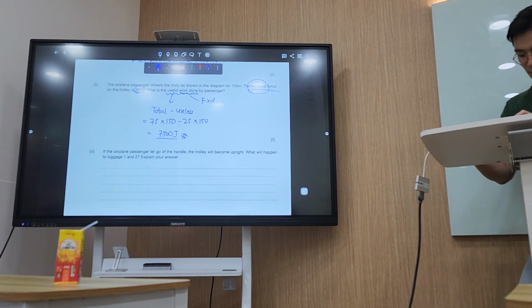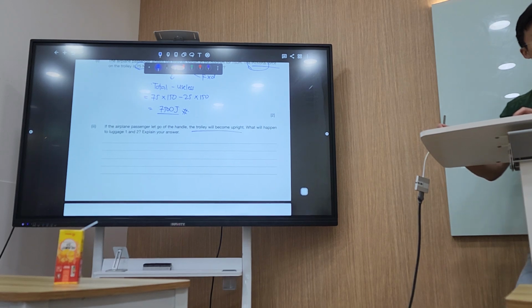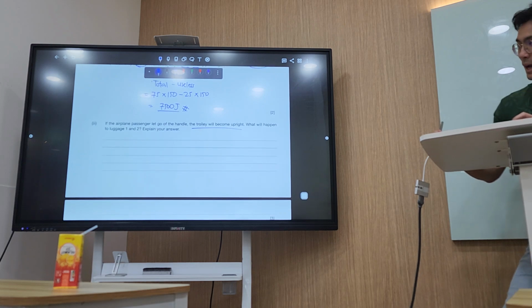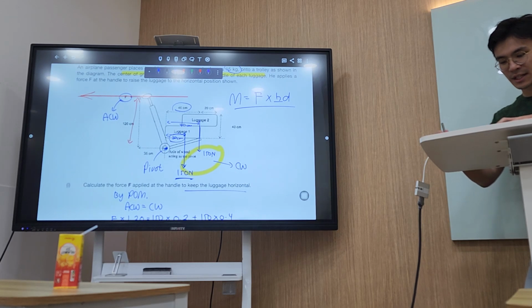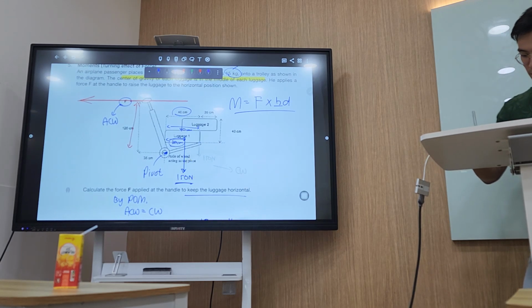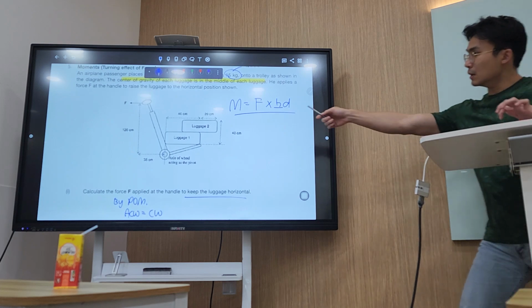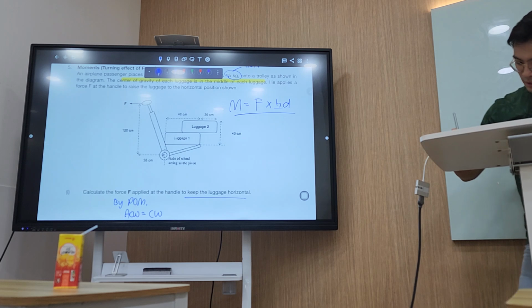If the airplane passenger lets go of the handle, it becomes upright. What will happen to luggage 1 and 2? To do this question, guys, I'm going to erase all of this. Erase, erase. And we are going to look at this very simply. If I'm going to rotate him this way, now he is upright.